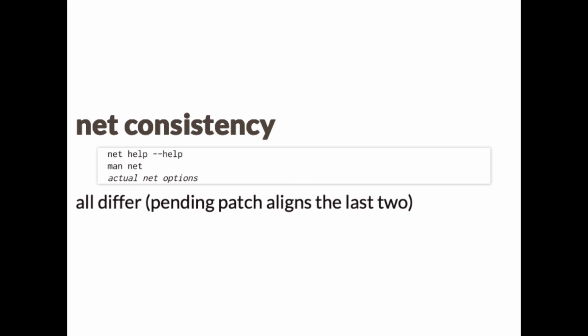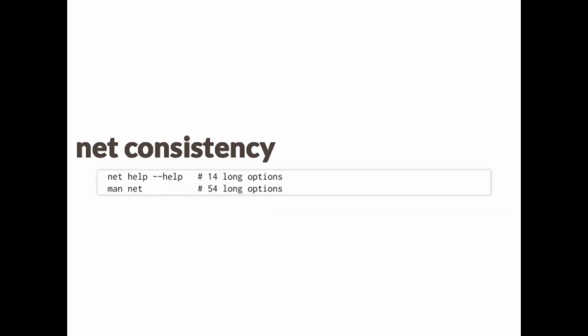I think twice is perhaps underestimating. And well, then you go man net, you get, all of these have different things. I've actually made a patch to make the last two pretty much similar. But like, if you're looking for how many dash something options there are in the man page, it's 54. There's 14 in the help. So something's missing. I mean, the help that net gives you if you ask it directly isn't very helpful. The man page is better. Okay.